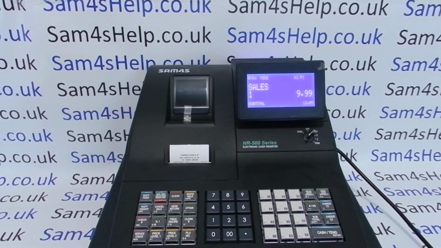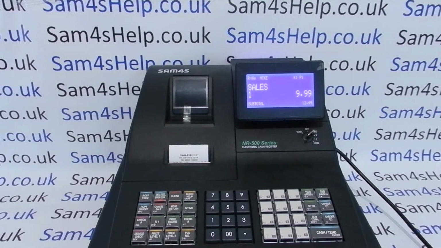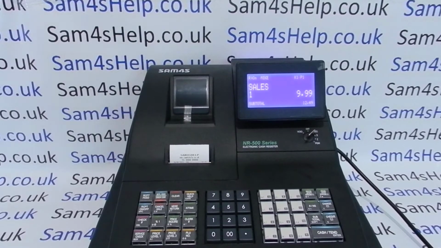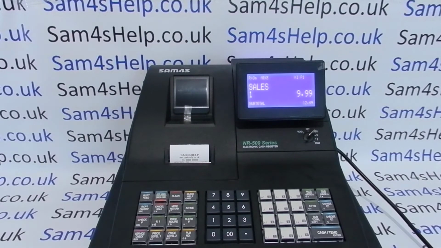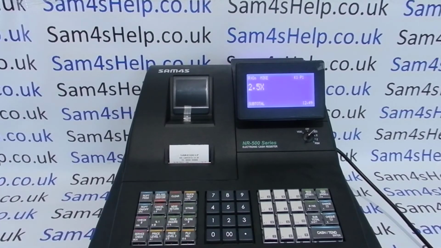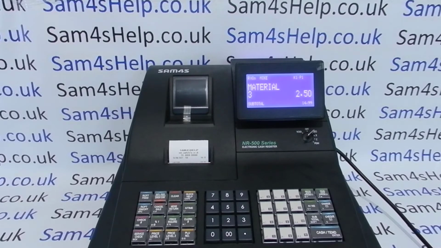The way these buttons work is obviously they have to be set up with a price. That price would be a price per kg or price per certain length, and then you type in the amount. So say it was 2.5 meters, 2.5, you hit your multiply or X time button here, and then you press the appropriate PLU button. So it's sold 2.5 times our material. It would work the same way with fruit or veg.